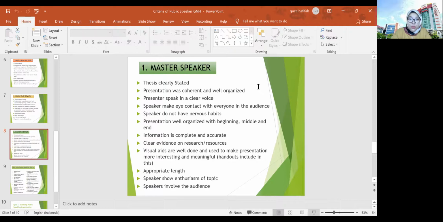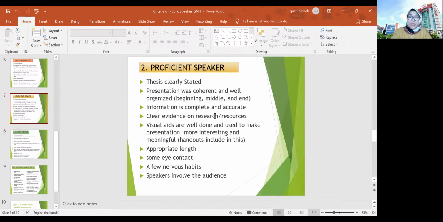The speaker uses appropriate length. The speaker shows enthusiasm in the topic. Okay, so the speaker's attitude is positive. And of course, the speaker involves the audience. Yeah, that is the category of master speaker. At least in this public speaking course, I would like you to accomplish being a proficient speaker.